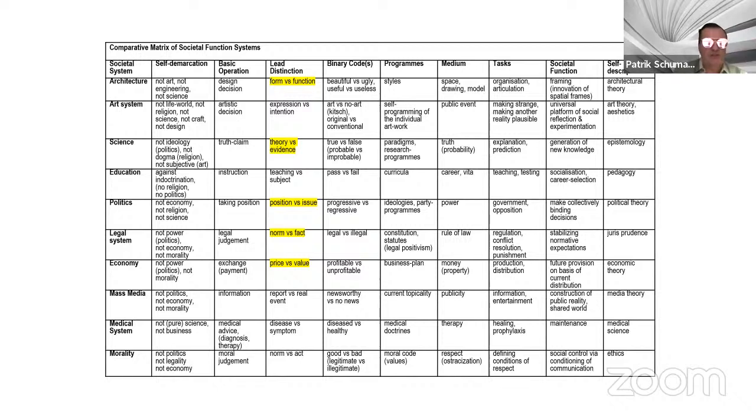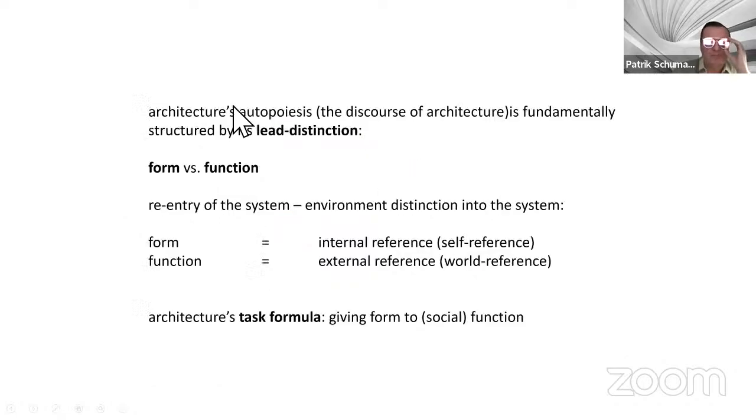So this concept of lead distinction as a representation or re-entry of the system environment distinction within the system works very well. That's Luhmann's theory. I've had to clean it up a little bit to make it more neat and clear, etc. So anyway, that works very well.